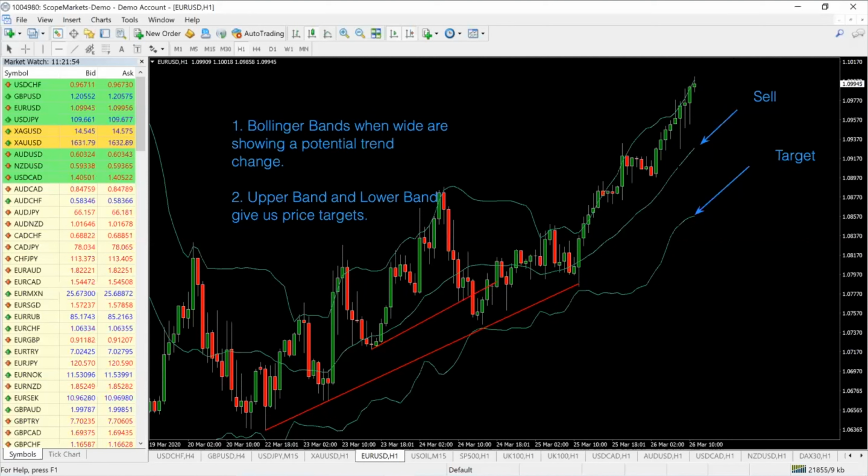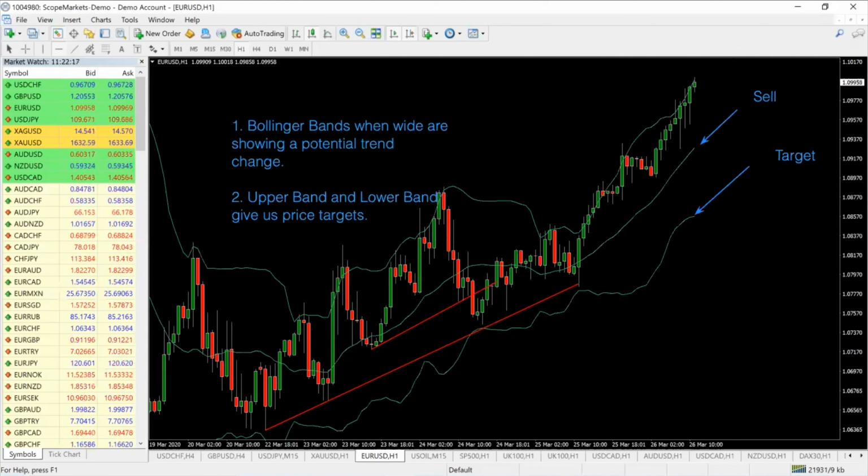So a break of this level here, the 20-period moving average, that would give us the selling signal. Then we would have our target in here. Hopefully everyone understands that and can see that situation. So it's not working ideally for us in something that's trending. So what we do is we look for something that isn't trending.